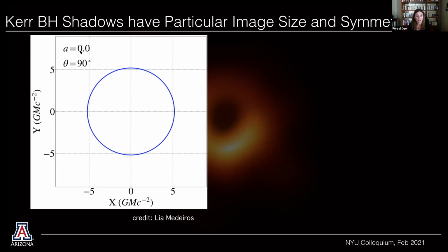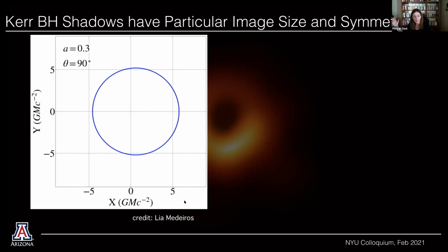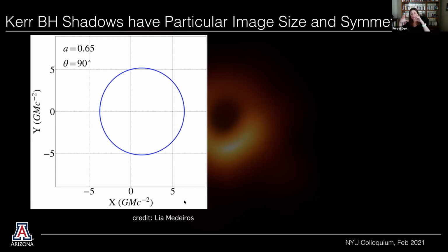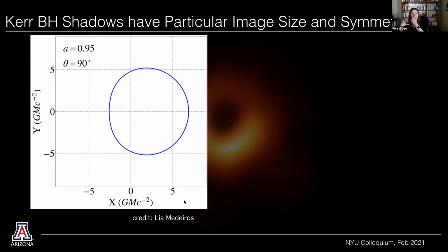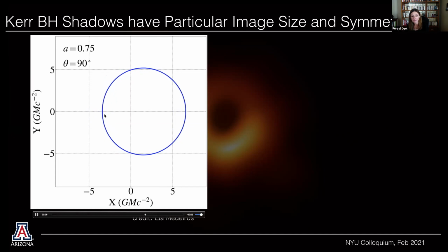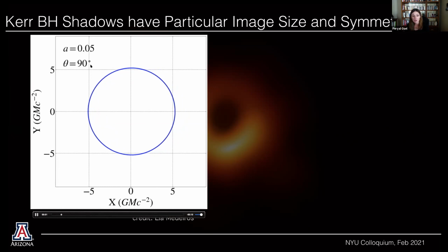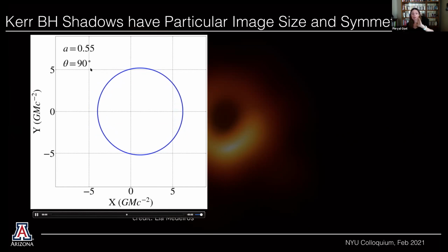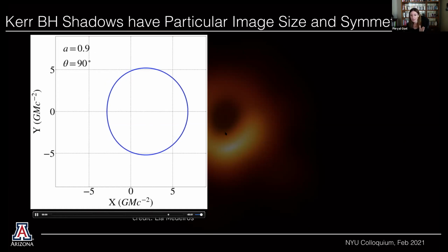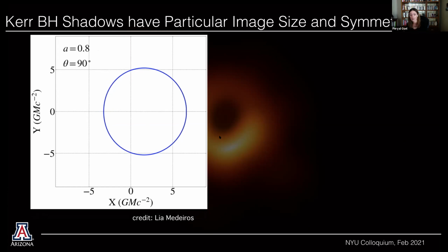To illustrate that, here I'm going to change the spin of the black hole. This is an animation from my former graduate student, Leah Medeiros, who's now at the IAS. And what you will see is that if I change the spin of the black hole up to maximal spins, about 0.99 and change, even though the entire image moves, its shape barely changes. It's only at maximal spins that I start seeing that flattening on one side. I'm not going to show you the animation for the observer's inclination, but the same thing happens with observer's inclination. Changing it has a minimal effect on the size and the symmetry that you expect from a black hole image.